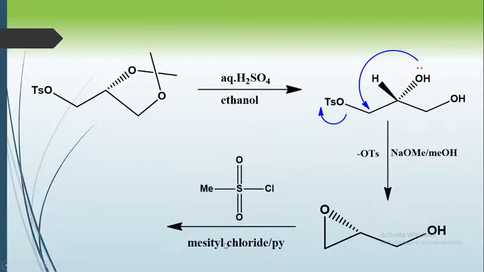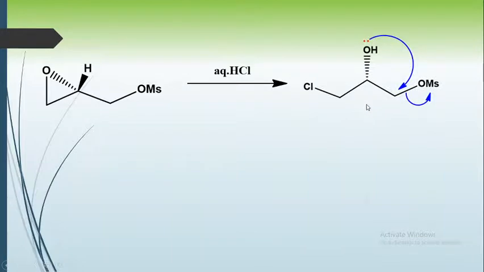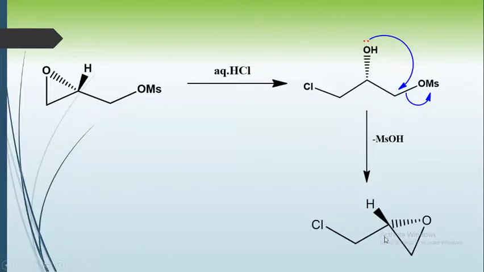When it is reacted with mesyl chloride, the OH is converted into this OMs group. Then after it is reacted with aqueous HCl, there is a removal of this MsOH and we get our desired molecule, that is the R-epichlorohydrin. This is the simple synthesis by using the D-glyceraldehyde molecule.